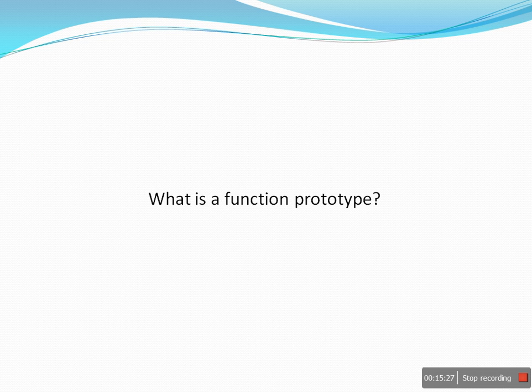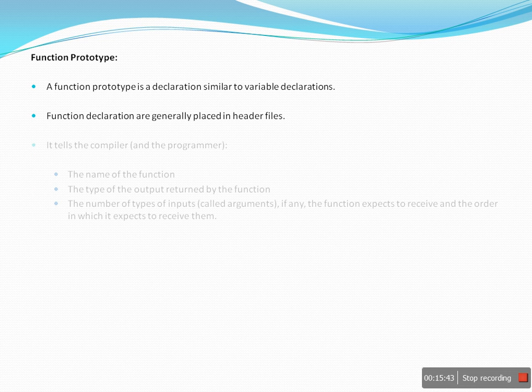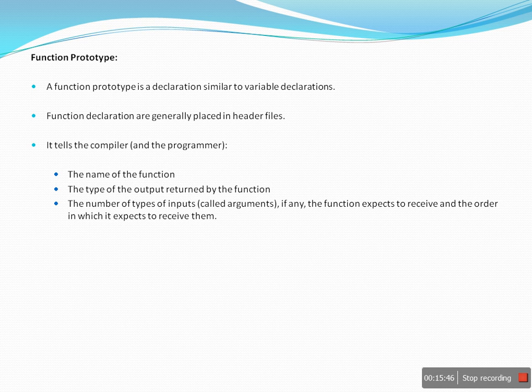Okay. What is the function prototype? A function prototype is a declaration similar to a variable declaration. Function declarations are generally placed in header files. It tells the compiler and the programmer the name of the function, the type of output returned by the function, the number and types of inputs, or arguments, if any, the function expects to receive, and the order in which it expects to receive them.